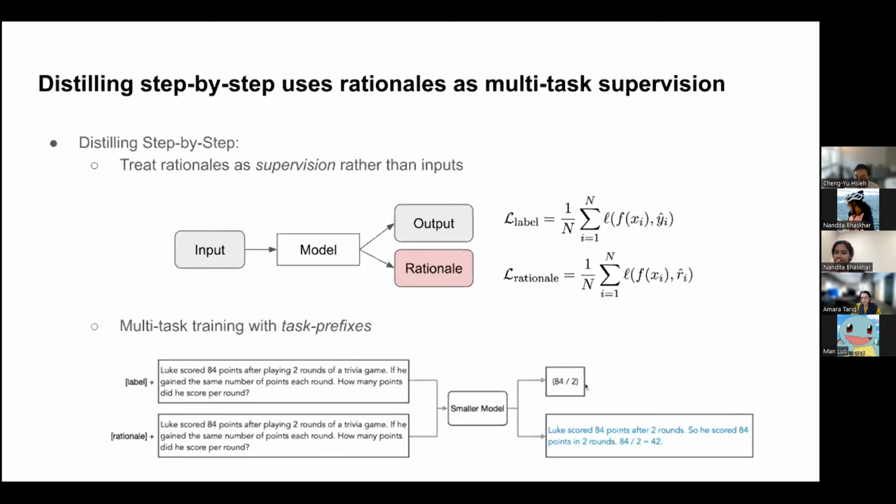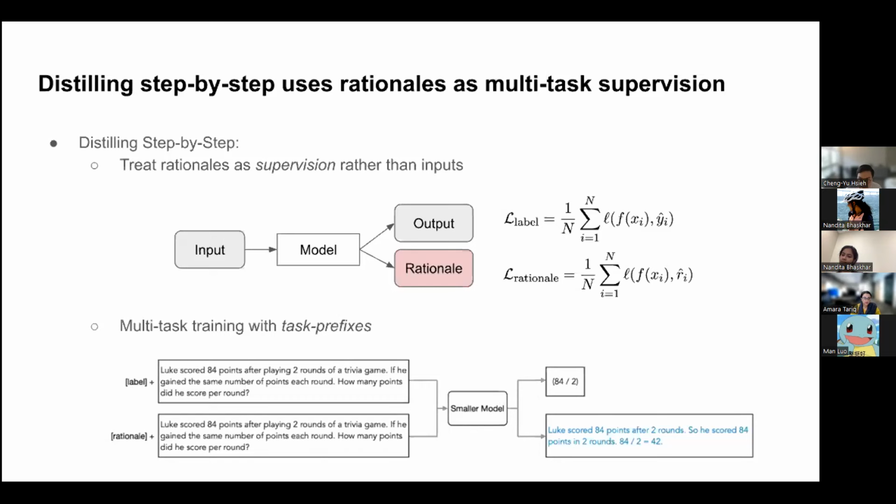And at test time, if we are only interested in the model predicting the label, we only need to prepend the label prefix to the original input question and let the model predict the corresponding label. So we don't necessarily have to predict the rationale at test time if that's not the goal for the end task.